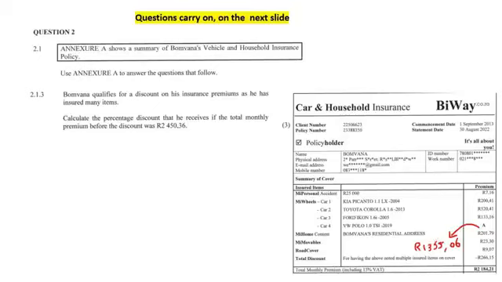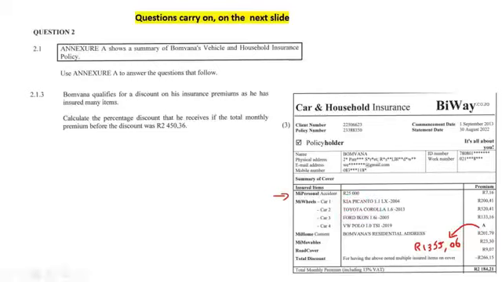Okay, so it says Bomfana qualifies for a discount as he has insured many items. Because this guy has so many items, he's got accident insurance. He's got like 4 cars. Nice. It's one of those typical Forex traders. If it was Forex traders, it would be like Porsche, Ferrari, Lamborghini.